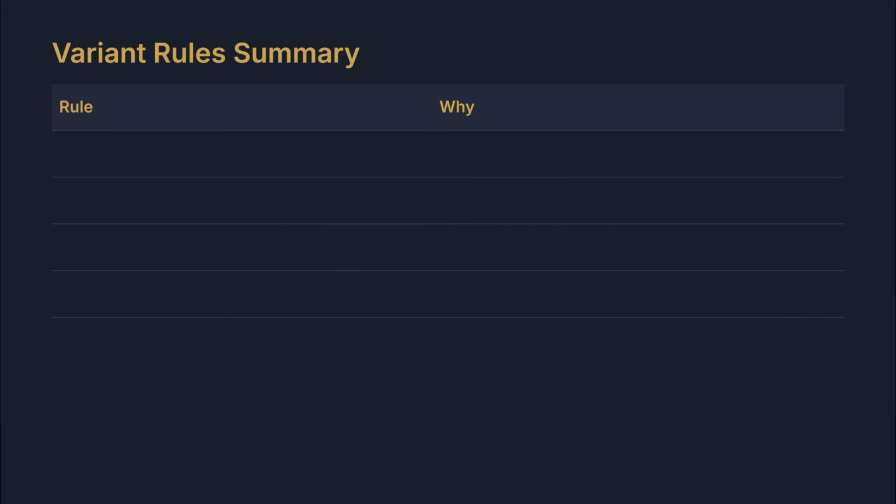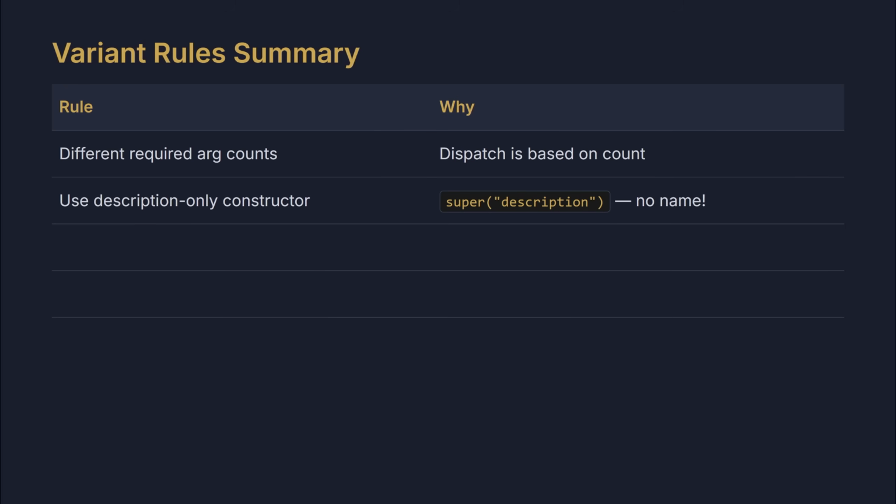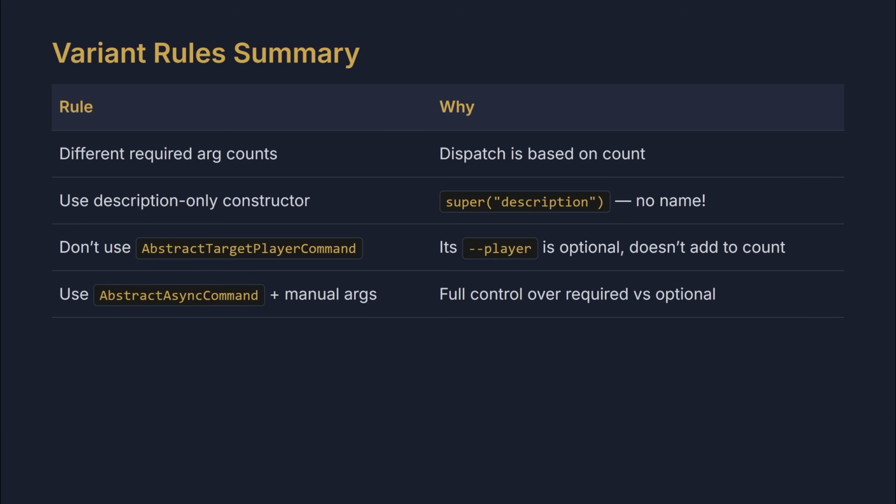So let's look at a quick summary. So variant rules. If we have different required argument counts, this is a rule because the dispatch is based on count. We use description-only constructors because the name is defined from the main command. We don't use abstract target player command because --player as an argument is optional and it doesn't add to count. We use abstract async command or everything other that gives us full control over required versus optional parameters, or that's at least what I found out.